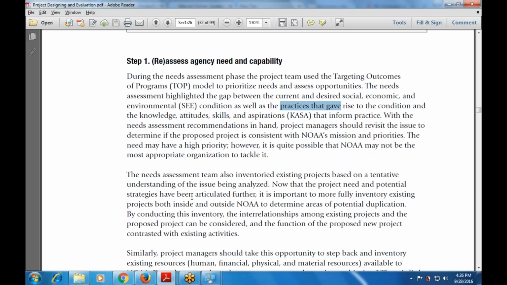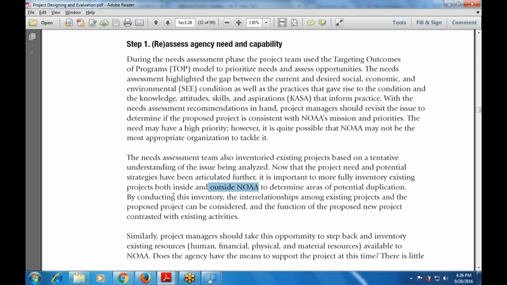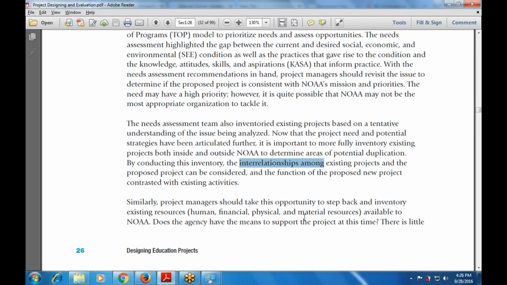And the needs assessment team also uses existing projects, based on a quantitative understanding of the issue, to be analyzed. Also notice that the project needs and potential strategies have been calculated. Further, it is important to more fully inventory existing projects, both inside and outside, to determine areas of potential duplication. By conducting this inventory, the interrelationship among the existing projects and the proposed project must be considered, and the functions of the new project are contrasted with the existing activities. Whatever the new project, that must be proposed alongside the existing activities. In the same way, project managers should take these opportunities to step back and inventory existing resources.